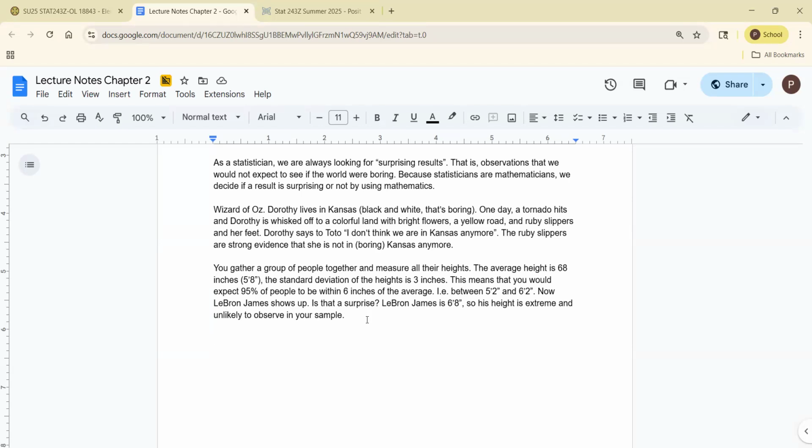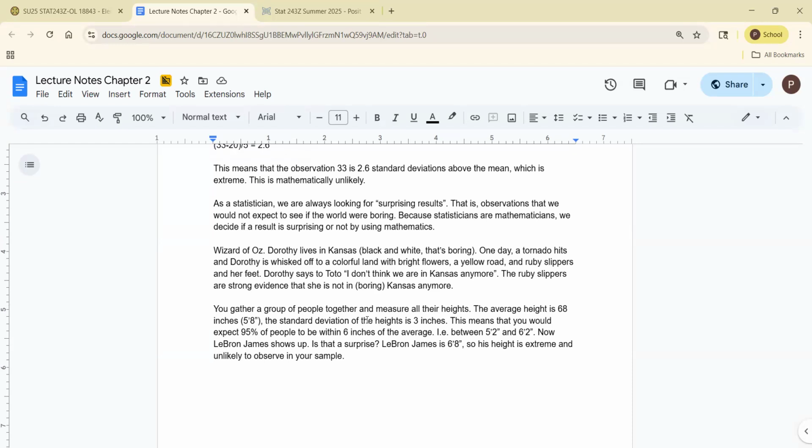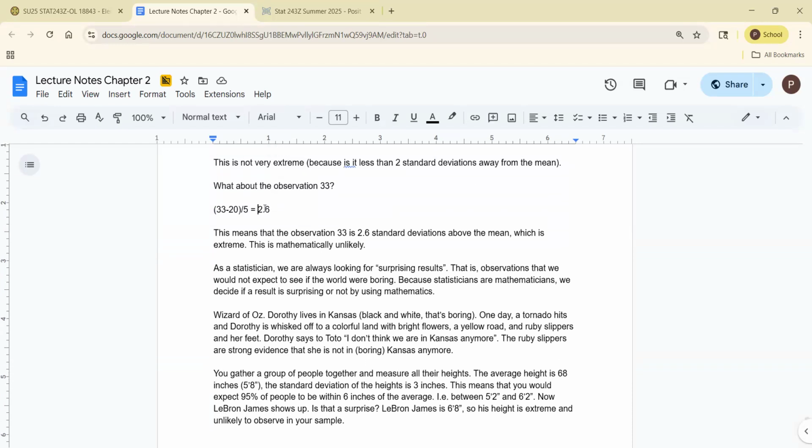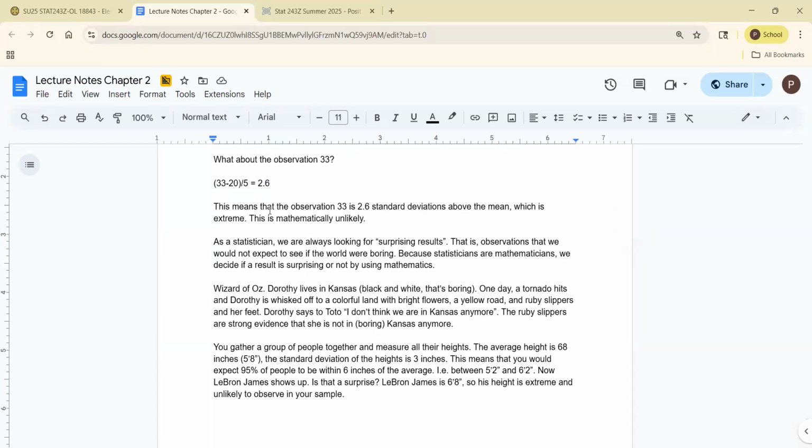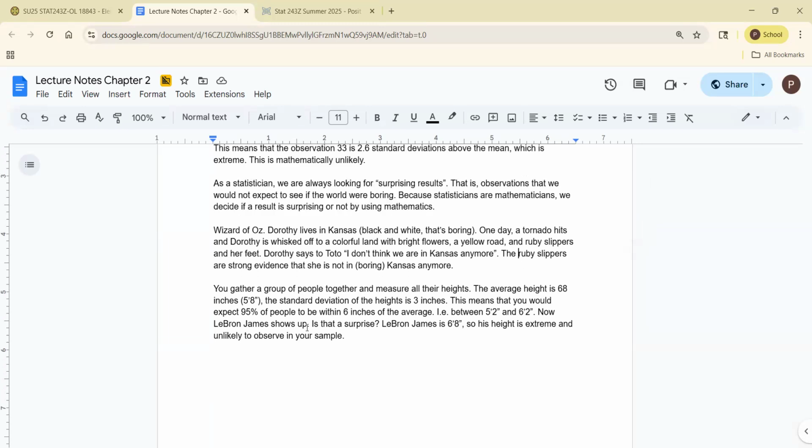But for now, and in fact, through the whole course, what I really want you to keep in mind is if we look for evidence and we find extreme observations, however we decide an observation is extreme, if it's because it's more than 2 standard deviations from the mean, if it's because it's ruby slippers, if it's because it's LeBron James, if we see something that's extreme, that gives us evidence that we are not in a boring world, which is ultimately the goal of a statistician.